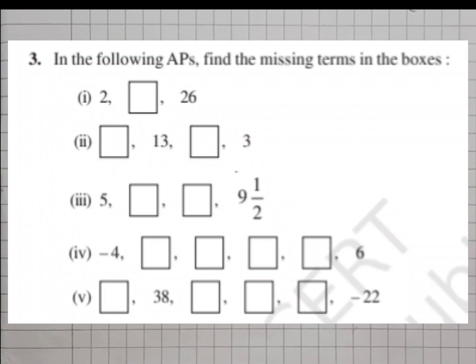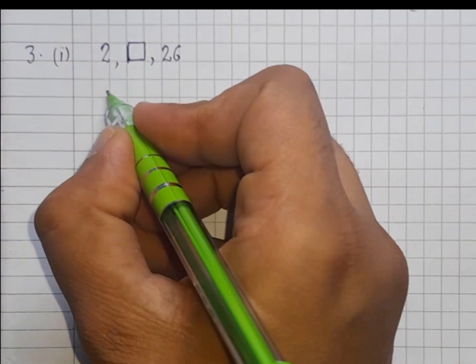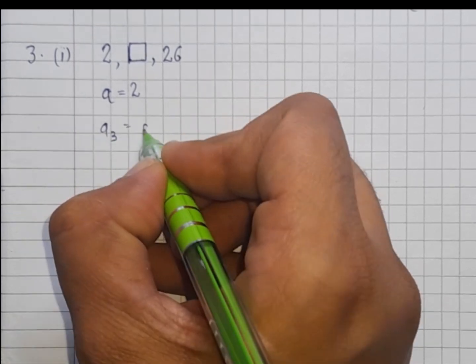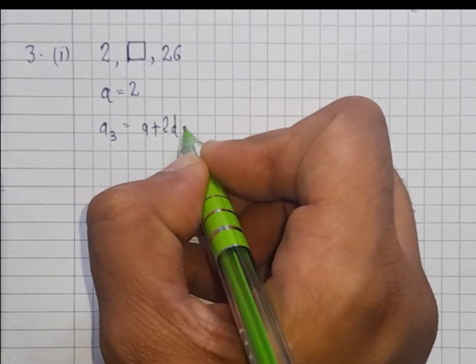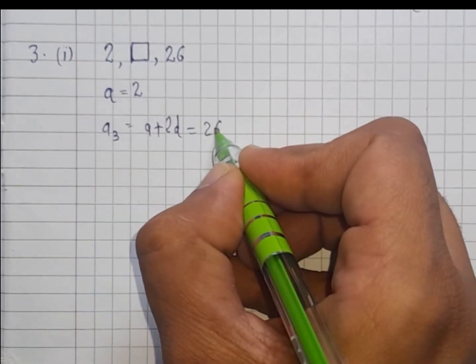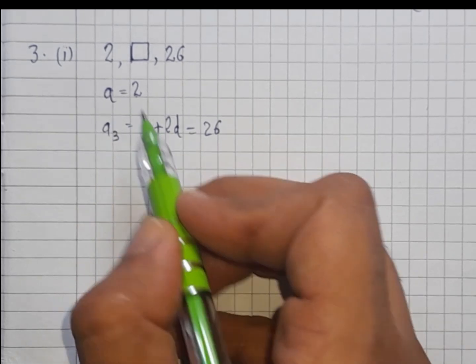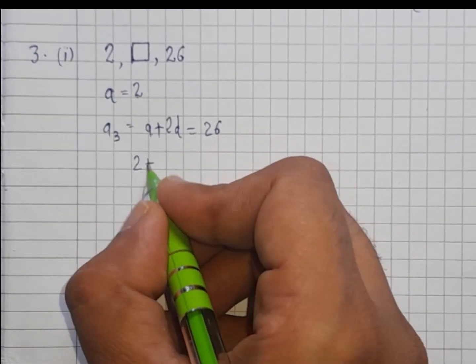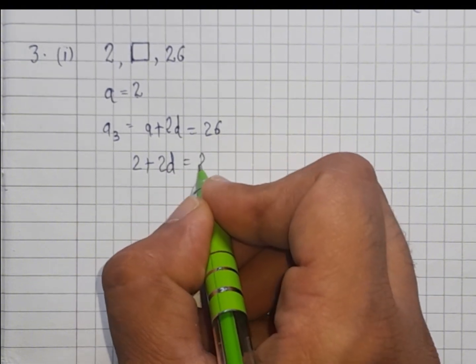Third question, in the following APs, find the missing terms in the boxes. In the first part we have A equals 2 and A3, that is A plus 2D, equals 26. So from the first we have A equals 2, putting this value of A in the second equation, we will have 2 plus 2D equals 26.